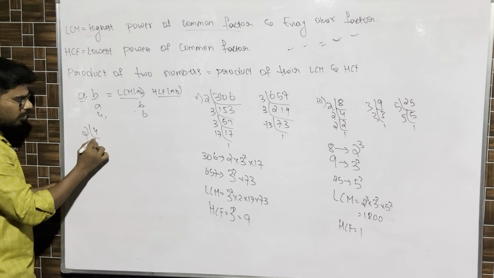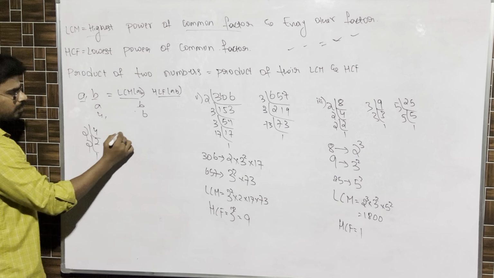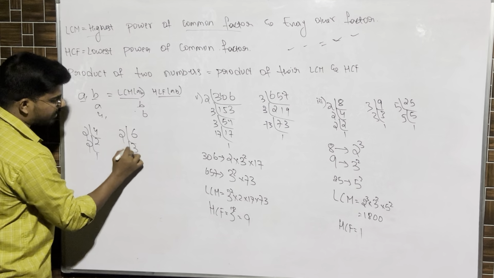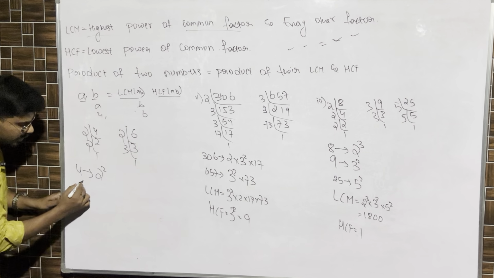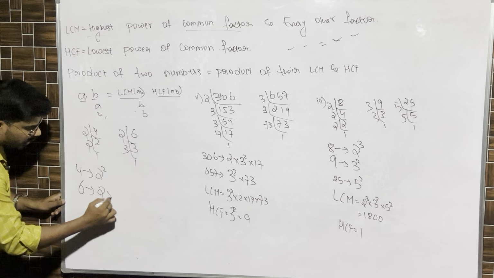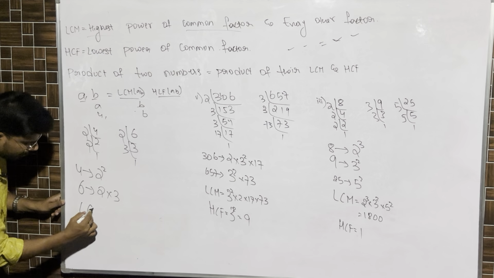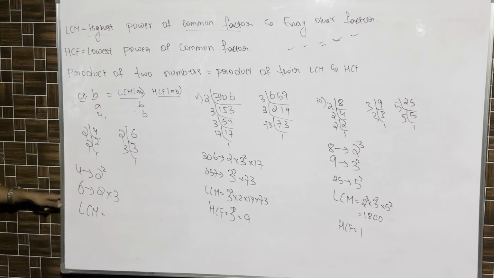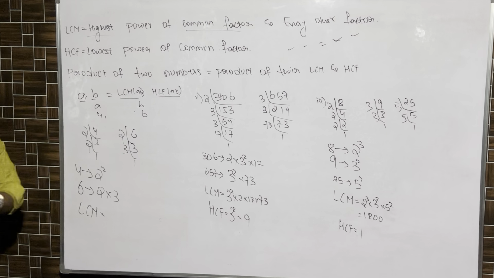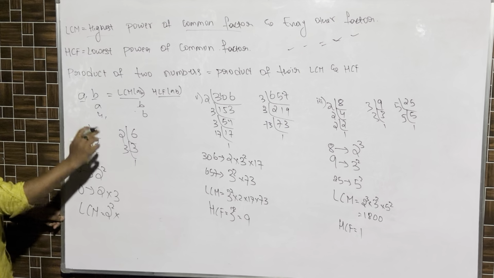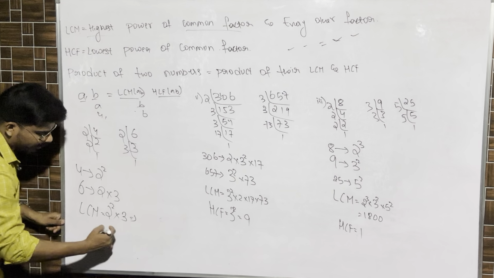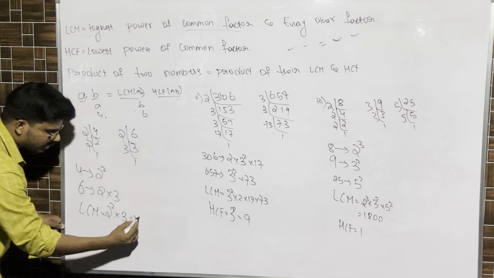Prime factors of 4: 2 2s are 4, 2 1s are 2. 6 goes in 2 3s, 3 1s. So 4 can be written as 2 squared, and 6 can be written as 2 into 3. For the LCM, for the common factor we have to take the highest power, which is 2 power 2, and every other factor, 3, we also take. 2 power 2 is nothing but 4, and 4 into 3 is 12.